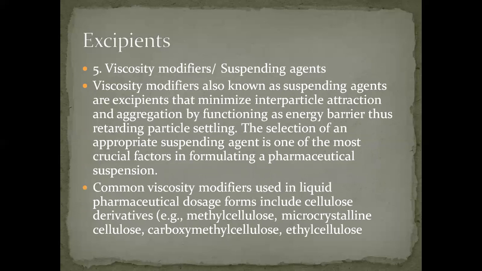Next, viscosity modifiers. What is viscosity? Viscosity is the thickness of the liquid. It is the resistance to flow. So viscosity modifiers are also called suspending agents. They are used for suspending the drug particles in the vehicle. That is why these viscosity modifiers are also necessary excipients, one of the most necessary excipients in liquid dosage forms. Examples of viscosity modifiers are methyl cellulose, microcrystalline cellulose, carboxymethyl cellulose, and ethyl cellulose.